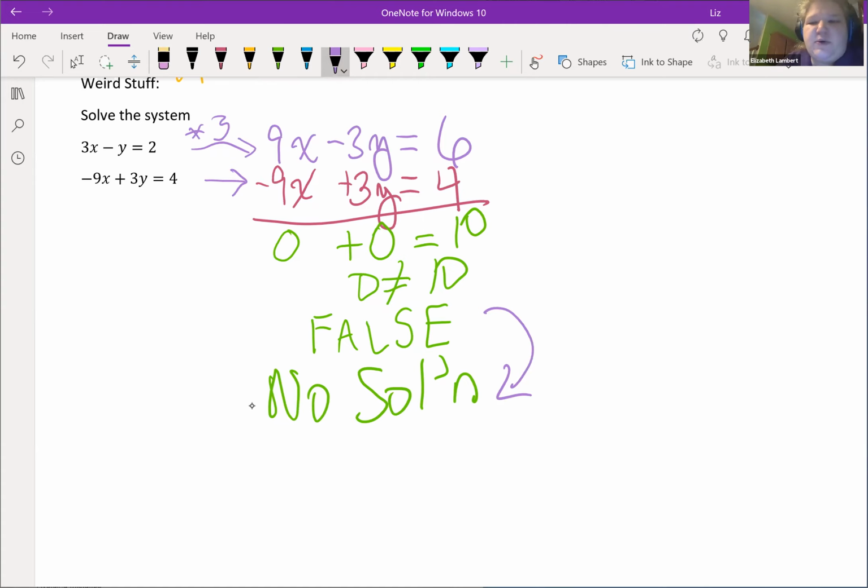Now, it doesn't have to be 0 equals 10. It could be 0 equals negative 4. You won't get it from the addition method, but you could from the substitution method, get something like 2 equals 3. Doesn't matter, whatever it is, it's something that's false. That means there's no solution. And if you look here, the x's and the y's are the same, just opposite signs. If I solved these equations for y, they'd have the same slope, but different y-intercepts. All right, so we have seen parallel lines algebraically.